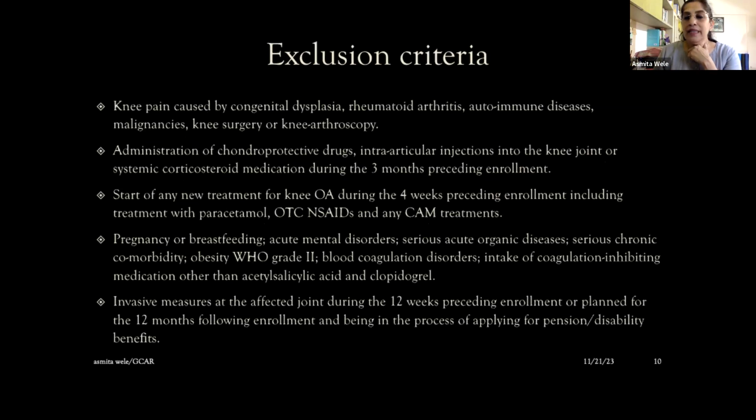Now, exclusion criteria. Knee pain could be caused by n number of other things, which they have excluded. So it is caused by congenital dysplasia, rheumatoid arthritis, autoimmune diseases, malignancies, knee surgery, knee arthroscopy already done. They have excluded it. Administration of chondroprotective drugs. People are taking, this study is done in Europe.